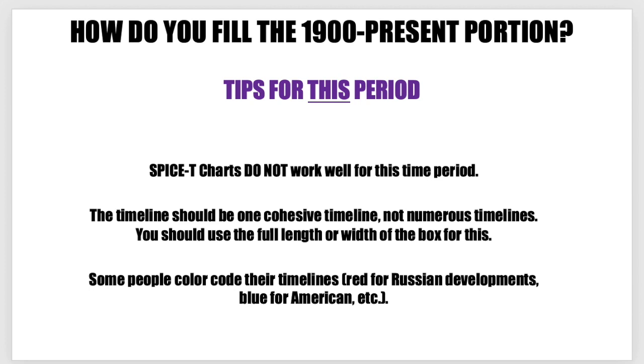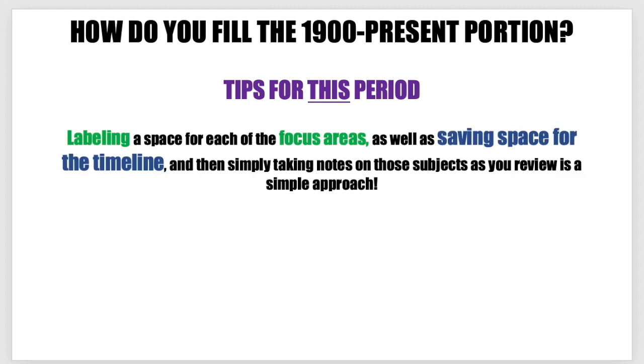Keep in mind that the timeline should be one cohesive timeline, not numerous timelines spread out all over the place. And you should use the full length or width of the box for this because there's a lot to write down in the 20th century. Some people color code their timelines like red for Russian developments or blue for American. If you start trying to do that and you find that it's too complicated, don't worry if you change your mind. Sometimes when we look over the study guide, we get totally overwhelmed, but I probably just do this.